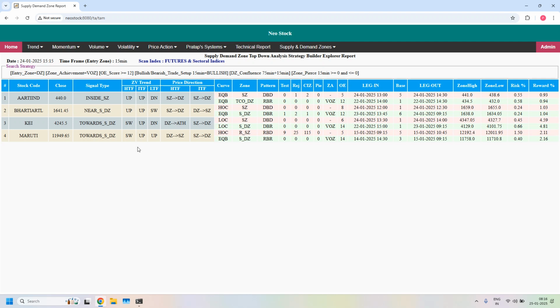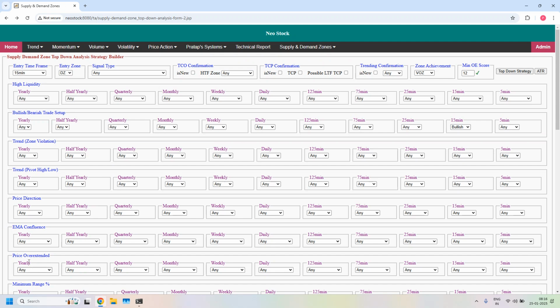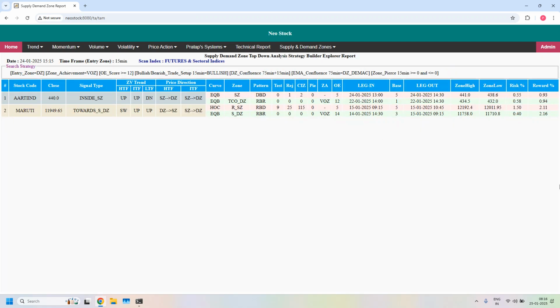Let's check how many ITF supply zones, demand zones are having daily EMA confluence. In the EMA confluence, 75 minutes time frame, 75 minutes demand zone having daily EMA confluence. With this filter, we got 2 stocks. So these 2 are even more high probability trade setup supported stocks.